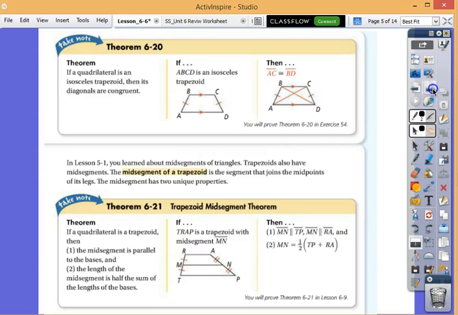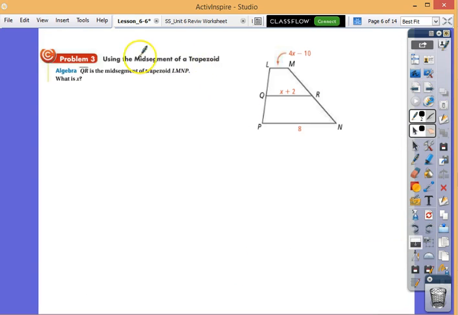Okay? So what does that mean? Well, using the midsegment of a trapezoid theorem, we should be able to solve for x here. So we're told that QR is a midsegment. It's right up there in the given information. So how are we going to set up an equation?